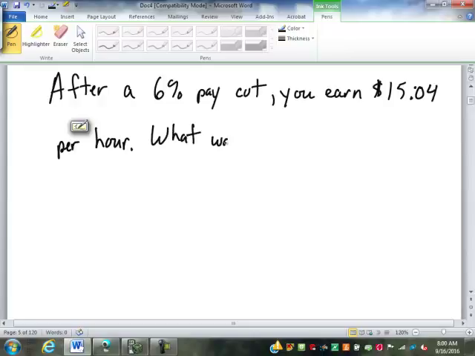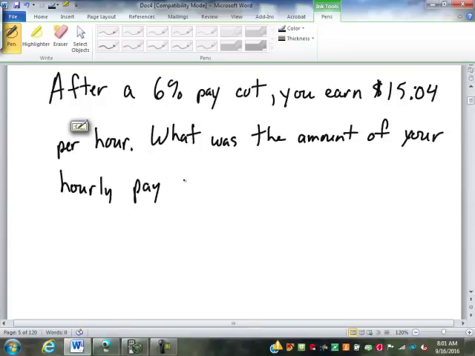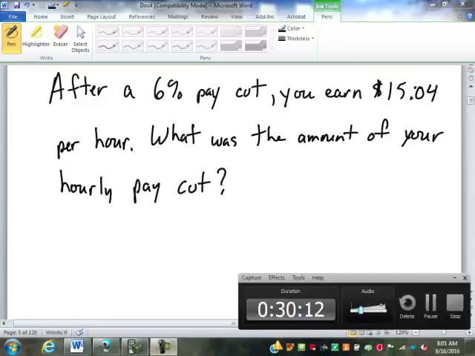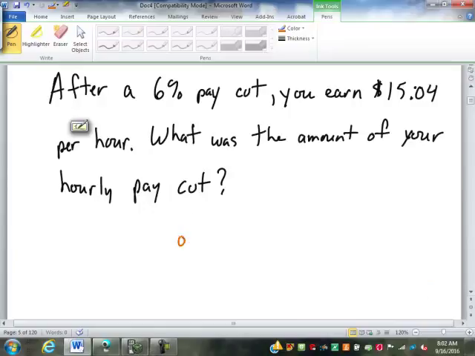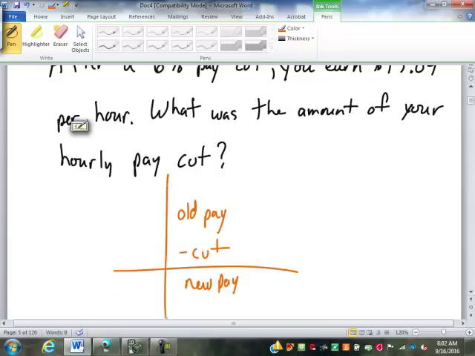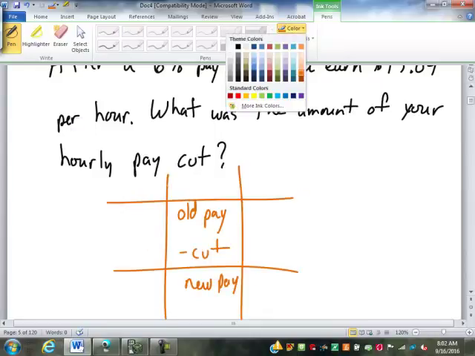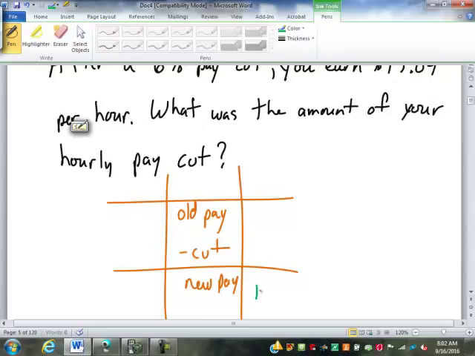What was the amount of your hourly pay cut? See if you can find that in your notes, and we'll go over it in just a minute. We'll just say your old pay minus your cut equals your new pay. The 15.04 is your new pay.